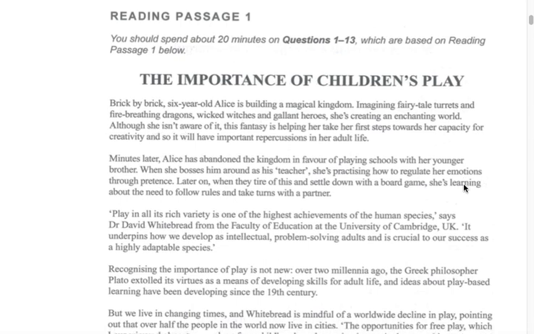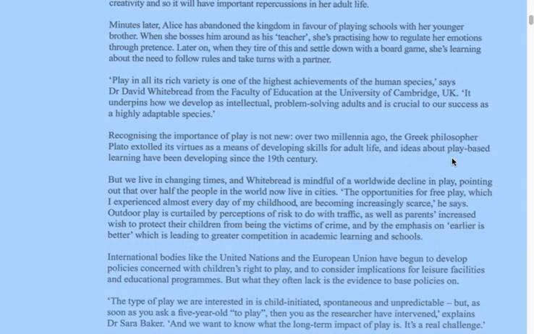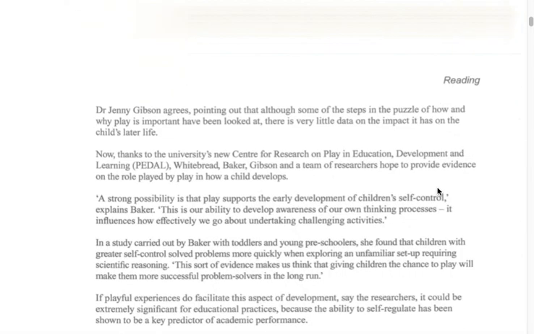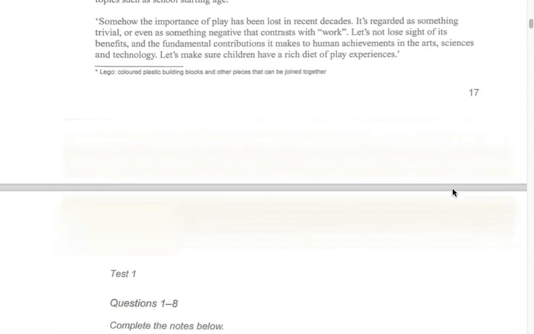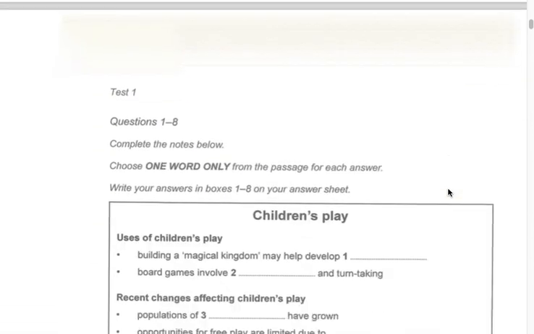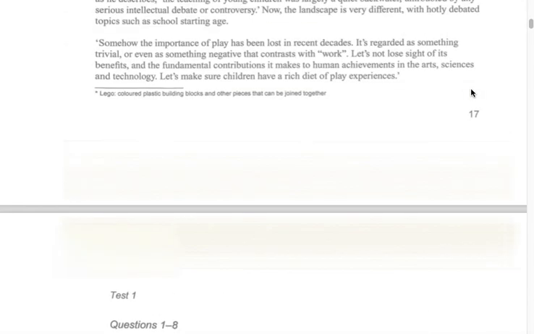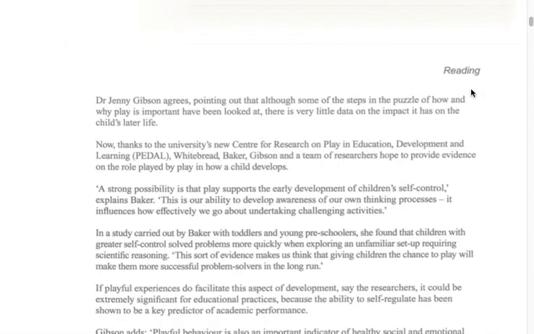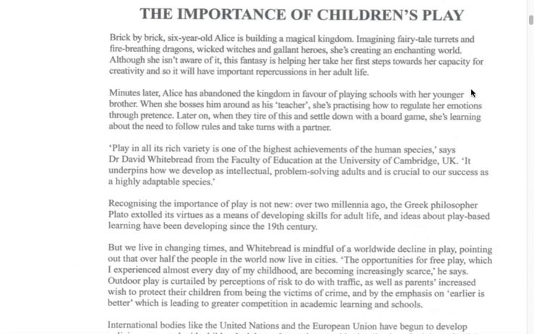Remember, I'll go back to the questions for you guys so you can see what the question was. Remember the points. You have to understand what is asked and focus on the words immediately before the blank, and more importantly, the instructions. So, building a magical kingdom, but when you build a magical kingdom, it may help you develop what? What does it help to develop? So let's go back here and see.